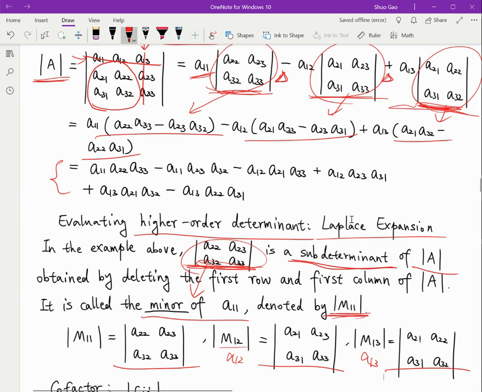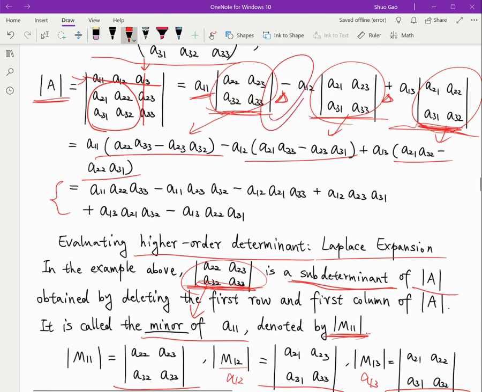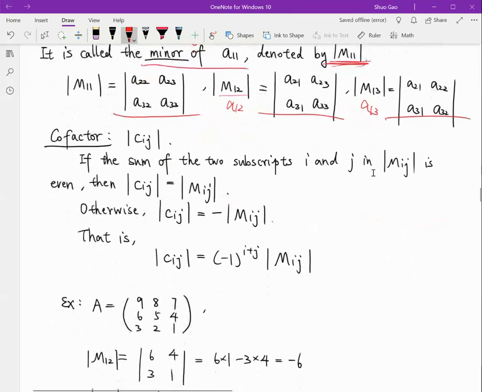Okay. So now let's talk about why here is a minus sign, here is a plus sign. Here we have another concept called cofactor. For cofactor, we use Cij to represent that. Cij is closely related to i and j. Or I can say the minus sign and the plus sign is associated with the summation of i and j. If the sum of the two subscripts i and j in Mij is even, then Cij is just Mij. Otherwise, Cij is the minus of Mij.